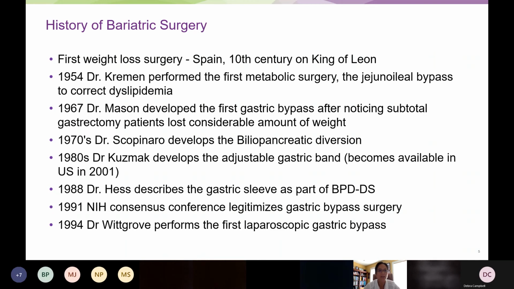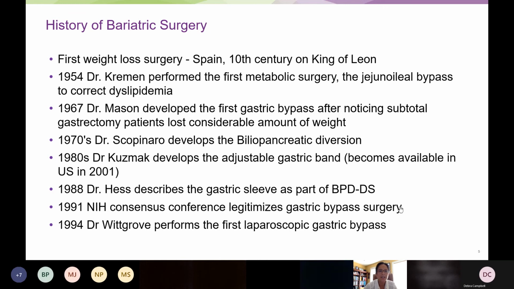Shortly after that, an Italian surgeon named Dr. Scopinaro discovered, hey, I could do a better diversion than that. I could do a better bypass. He came up with the biliopancreatic diversion, where he divided the stomach and bypassed almost half of the intestine, and patients lost a tremendous amount of weight. But there were some issues with patients becoming malnourished, so they had to focus on really supplementing with protein and vitamins. I'll be discussing the anatomy of that in a little bit.